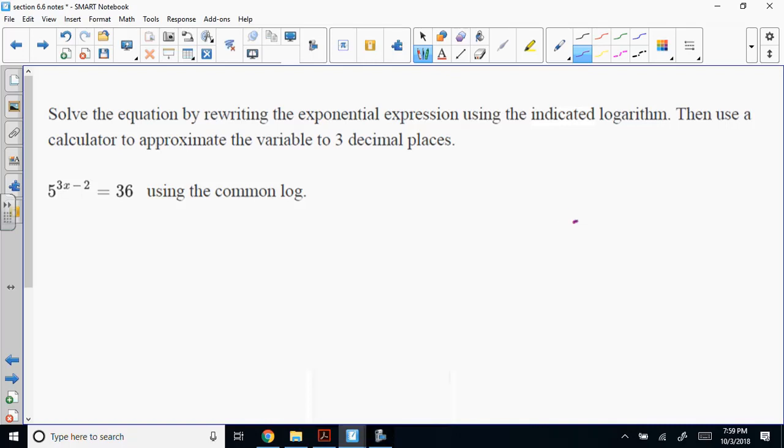So, all right. Okay, so solve the equation by rewriting the exponential expression using the indicated logs, and then use the calculator to approximate the variable to 3 decimal places. Okay, so, all right, man, this right here I'm going to tell you, it's crazy. So we're going to do this one, okay? So we're going to take the log of both sides, right?